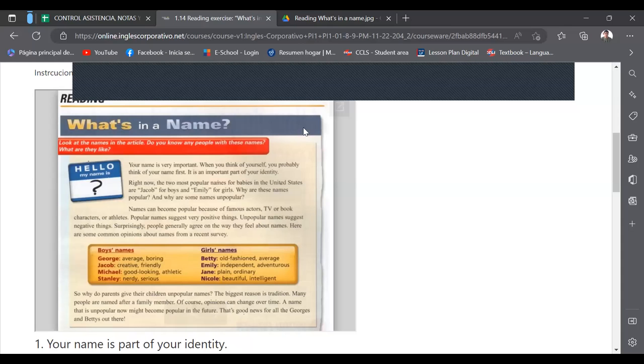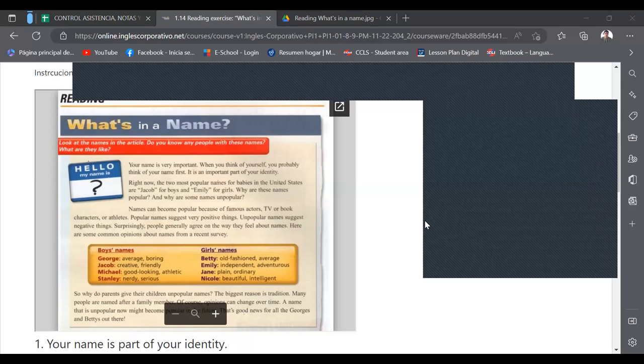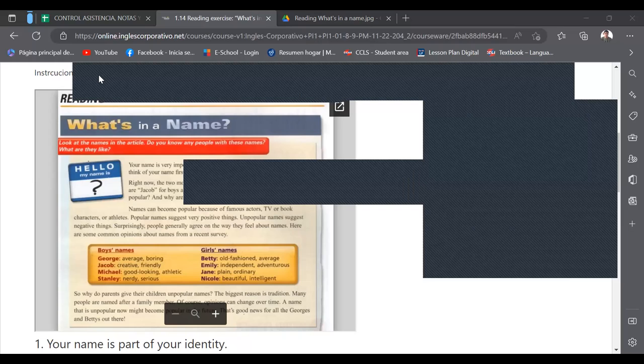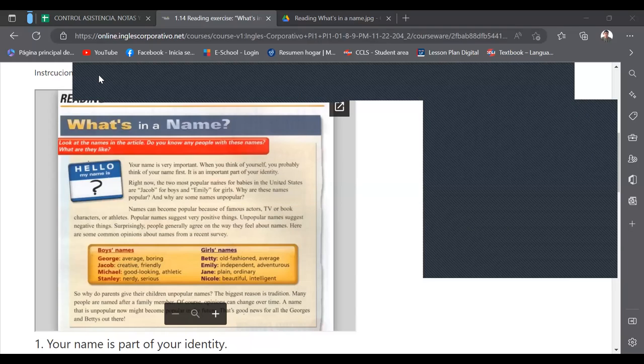So basically, what is that reading about? Participation. Raise your hand. Thank you, Andrea. Está hablando acerca de lo importante que es la identidad del nombre, o sea, por lo que nos identificamos, que es nuestro nombre, y sobre los nombres más famosos que existen en Estados Unidos. Y que a veces hay familias que toman los nombres de sus miembros más importantes, como una tradición. Le ponen el nombre de la abuelita, me imagino.